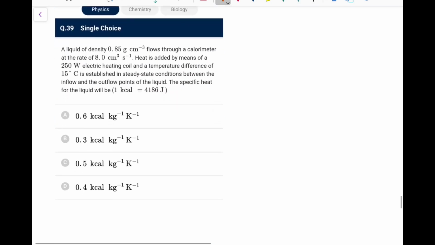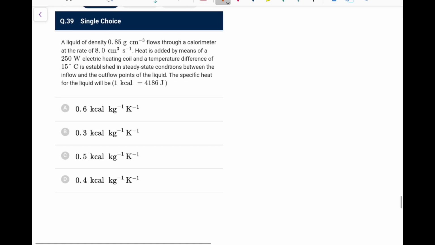Next, liquid of density, this flows through a calorimeter at this rate. Heat is added by means of a 250 watt electric heating coil. Potential difference is established in steady state condition between the inflow and outflow points. The specific heat for the liquid will be. I think this flow calorimeter problem I have done before also in some NTA test.